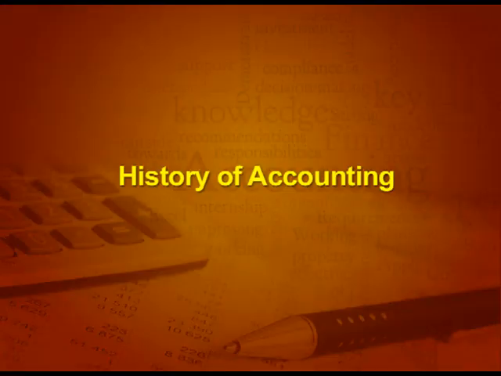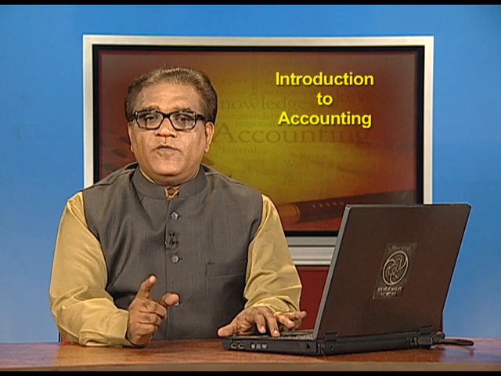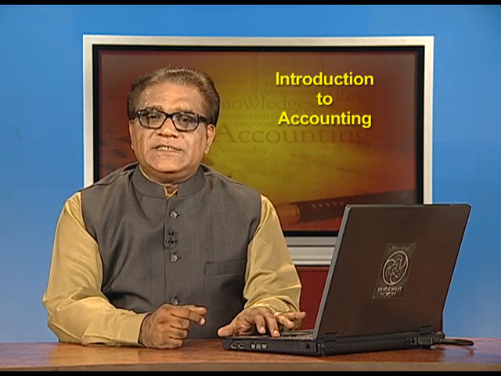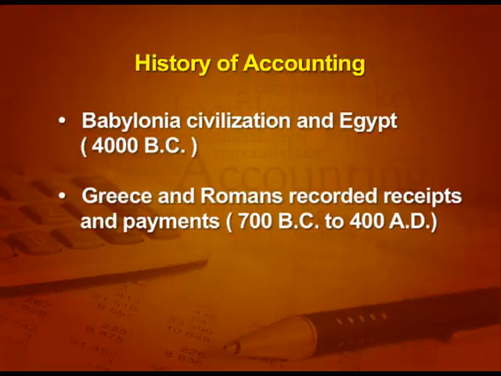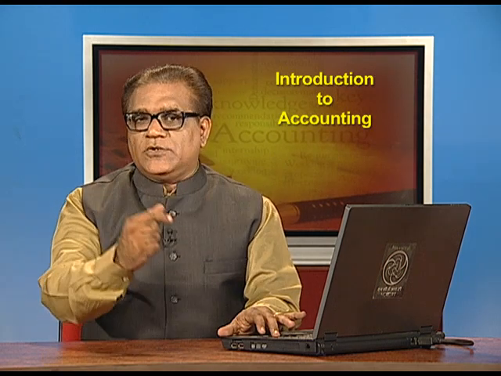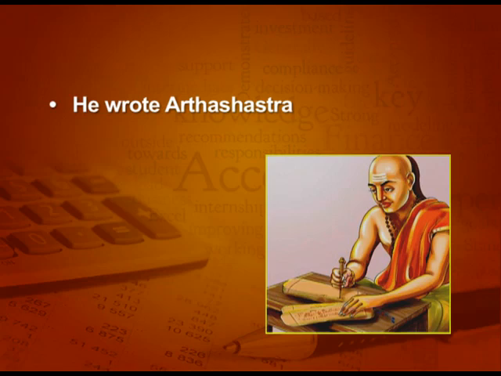Now let us see how accounting started. There was the Babylonian civilization and Egypt in 4000 BC. BC means before Christ period, when the first point of accounting started. And then Greece and Romans recorded receipts and payments from 700 BC to 400 AD. That means 700 before Christ and 400 after the death of Christ. Accounting started in India 23 centuries ago, in the Chandragupta kingdom, which had a minister Kautilya. He wrote Arthashastra. Arthashastra means accounting, how to do accounting.